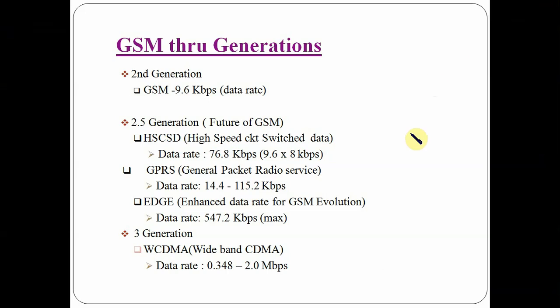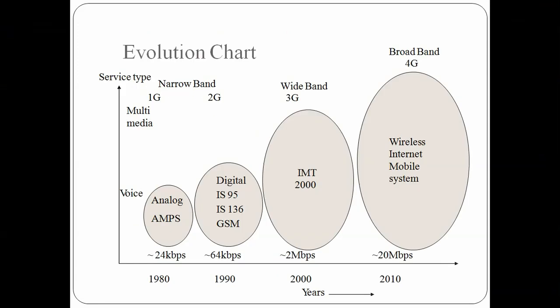This is the basic video of GSM. The evolution chart. Now we are using 4G broadband, with service types and years. From 2010 onwards, we are using 4G broadband. It starts from AMPS, after that digital 95 standards, GSM. These are some data rates, 24 kbps, 64, increasing directly to 2 Mbps by using IMT, the wideband 3G. After 2 Mbps, we increased the data rate up to 20 Mbps. And this is the evolution chart yearly. Now 4G onwards is the current scenario. The future will go to 5G, 6G.